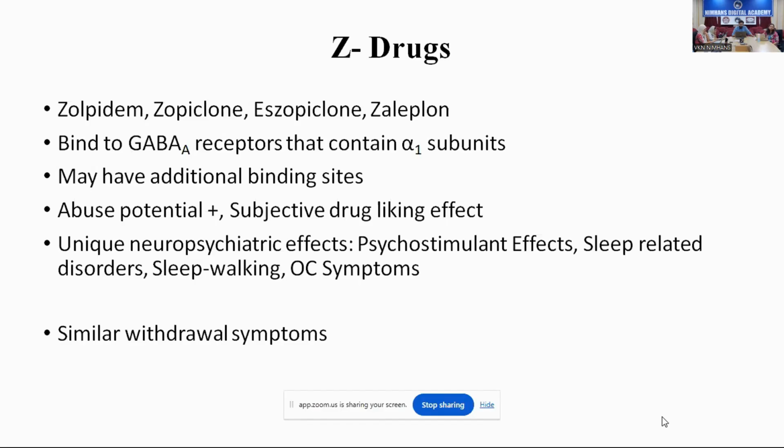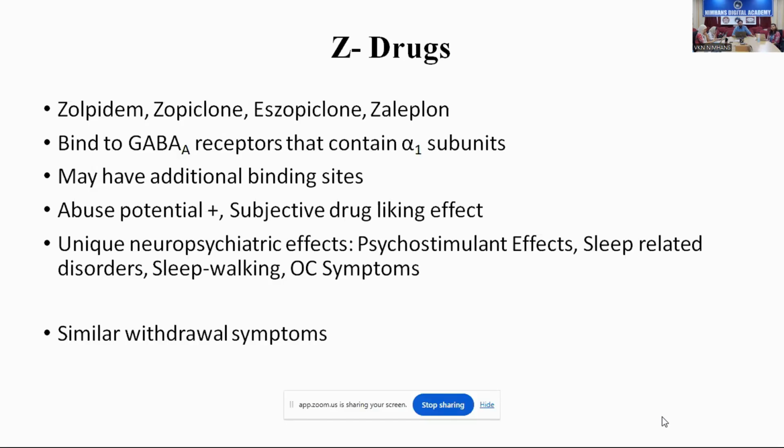Yes, they have very unique neuropsychiatric effects. I think the one thing that we all know is sleep-related disorders. Patients complain that after starting Z drugs, they sometimes have very vivid dreams, very bad dreams. So that is something very common. It has some degree of psychostimulant effect, can cause sleepwalking in certain patients, and can trigger de novo OC symptoms also, and has very similar withdrawal symptoms. The one thing that we need to keep in mind is to calculate the diazepam equivalence while managing such cases of Z drug dependence.